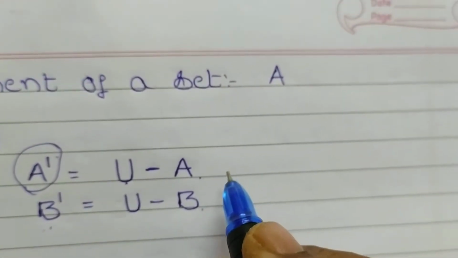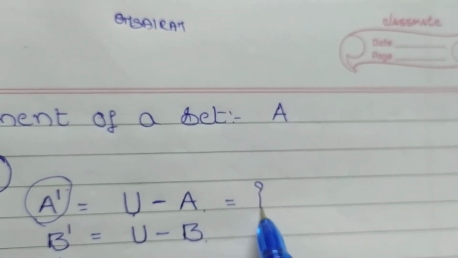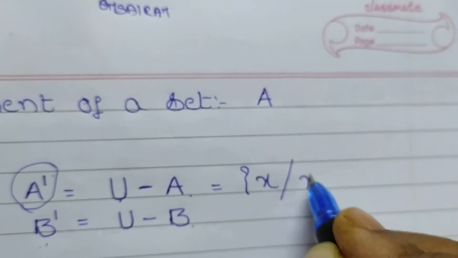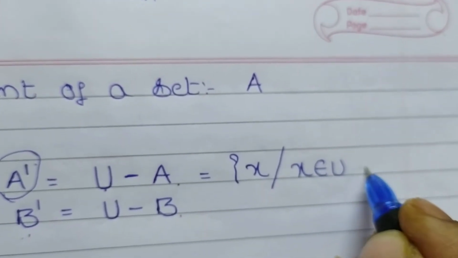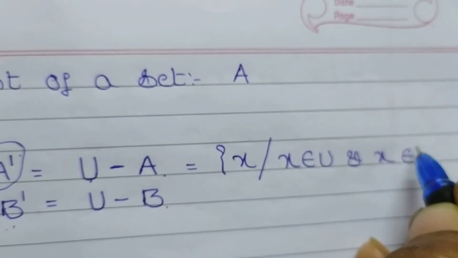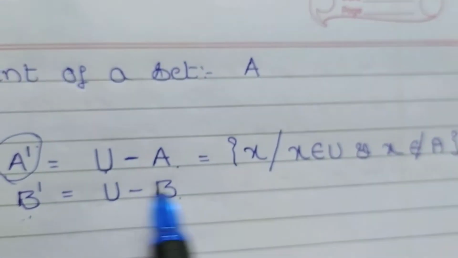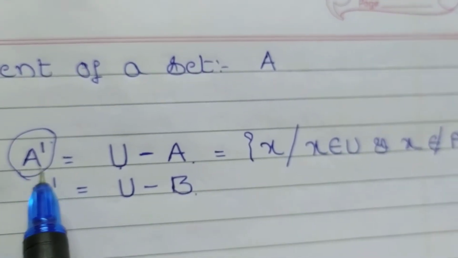In the set builder form, how you will denote it is A complement equals {x such that x belongs to U and x does not belong to A}. So all such elements will be in the A complement.